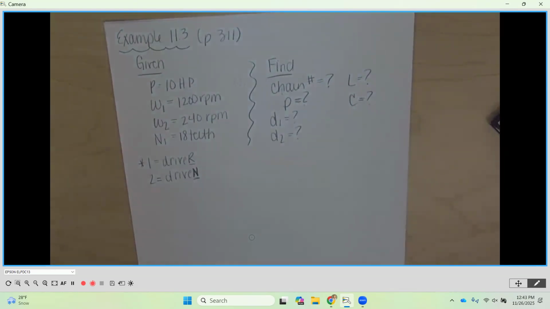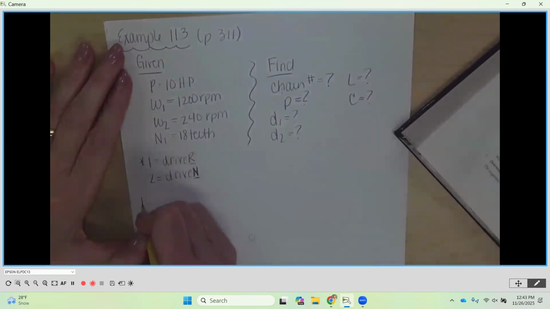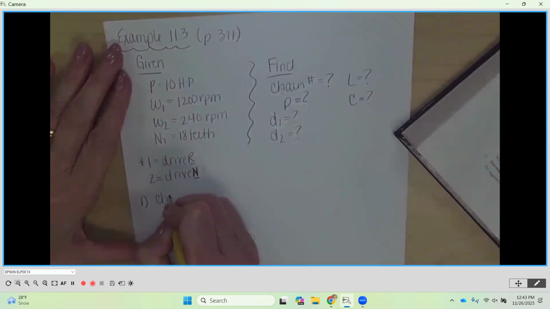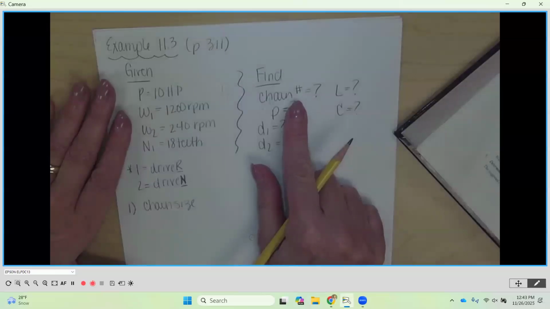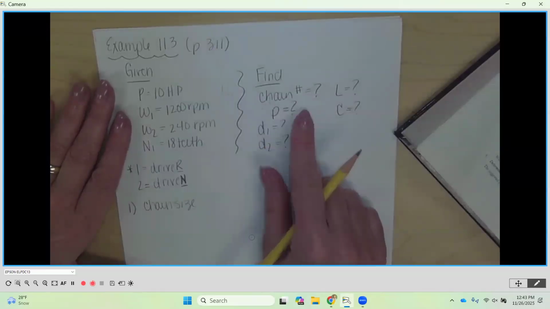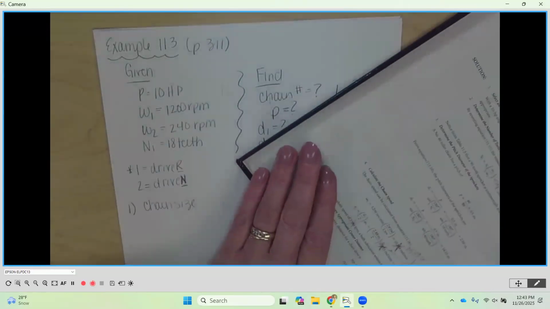So first things first, we need to pick the appropriate size chain that we're going to use for this application. Step number 1 is going to be chain size, and that's going to be in the form of a number. That's going to be the first thing that we're going to be looking at.